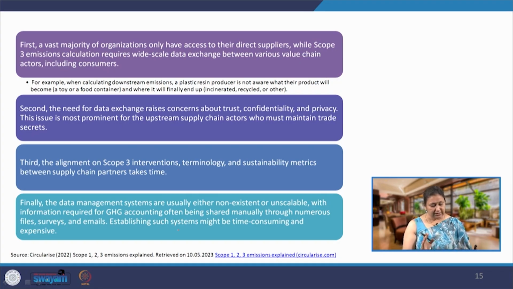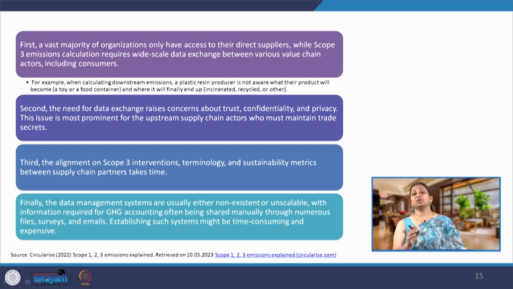And finally, the data management systems that are usually either non-existent or they cannot be scaled up with the information required for GHG accounting, it has to be manually done, and that might itself bring in a lot of anomalies or disruptions in the calculations and also in the procuring and assimilation of the data. So, we are talking about huge data sets here, because we are talking about the entire value chain when we are talking about scope 1, 2 or 3 emissions all put together.